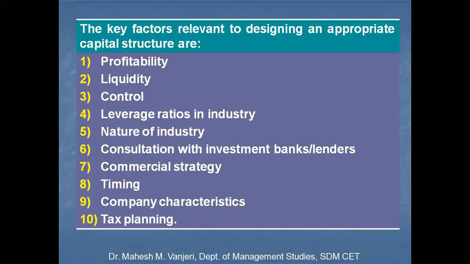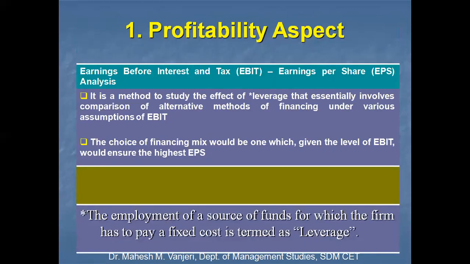So with that, let's just read it out. The 10 factors: profitability of the company, liquidity of the company, control, which is about management control, then the leverage ratios in the industry, nature of industry, consultation with investment bankers or lenders, commercial strategy, timing, which means timing of raising the capital, company characteristics, and tax planning.